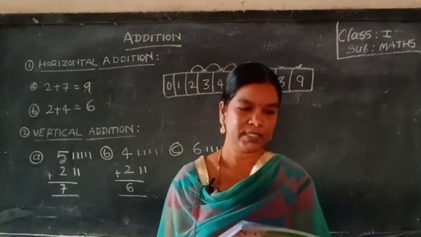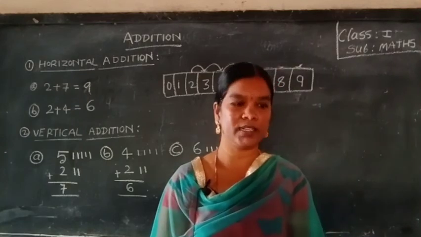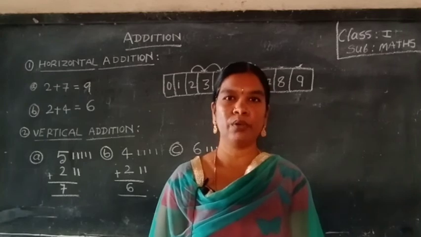Okay children, open your textbook, page number 27 and 28. Practice this horizontal addition and vertical addition. Write neatly in your textbook and notebook.